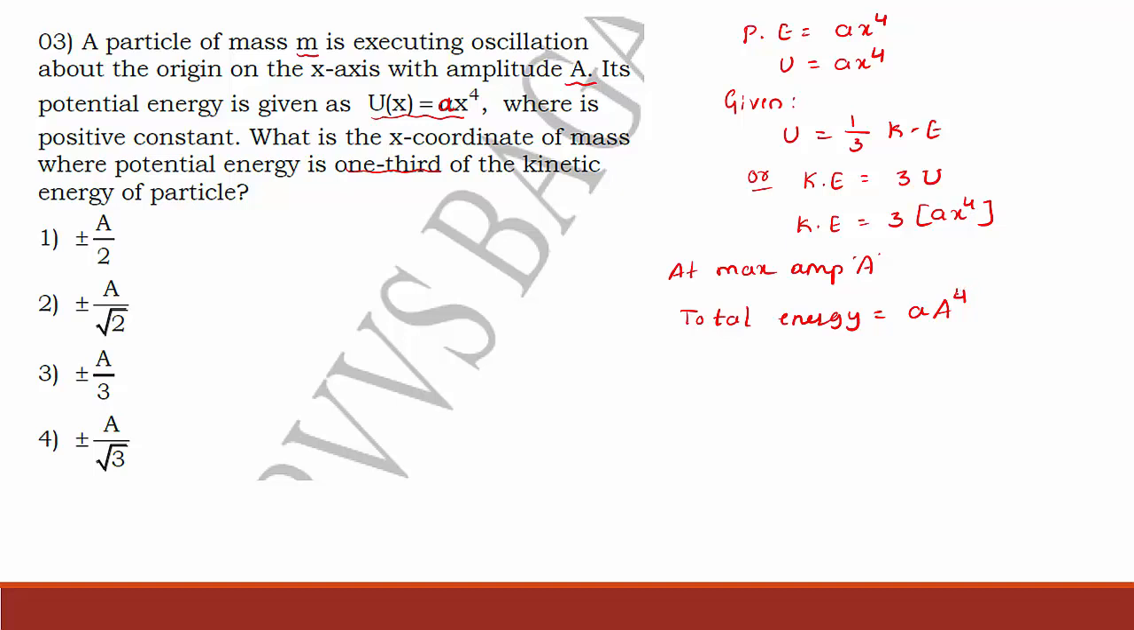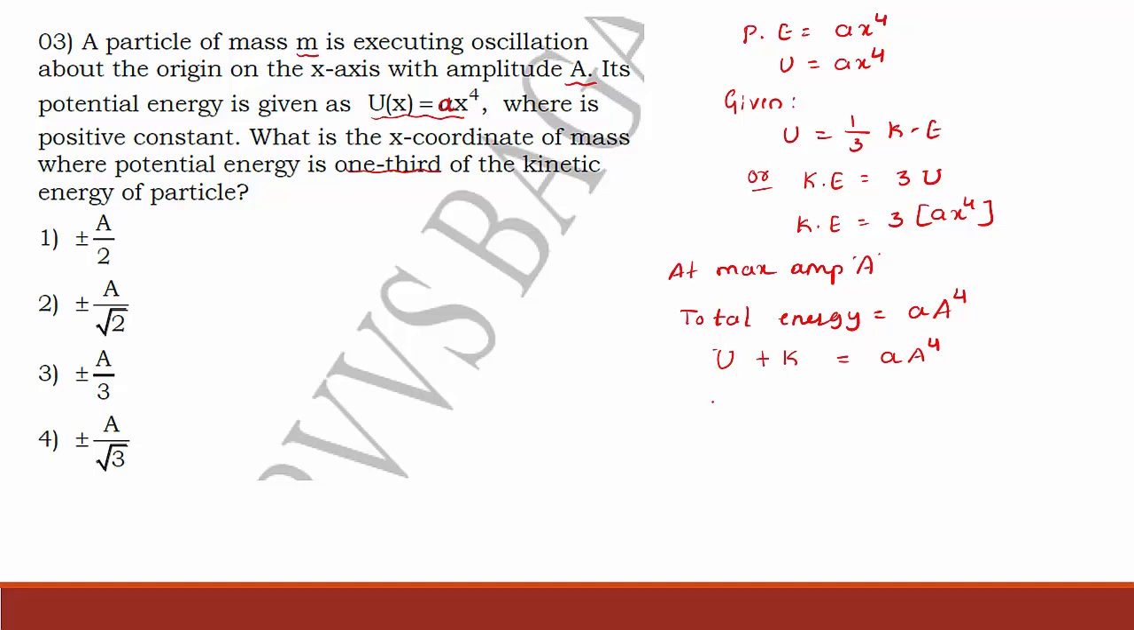In place of x I can write capital A for maximum amplitude. Then total energy means what? Sum of kinetic energy and potential energy. That means potential energy U plus kinetic energy K is equal to A into capital A raised to 4. Substitute the value of U and K.